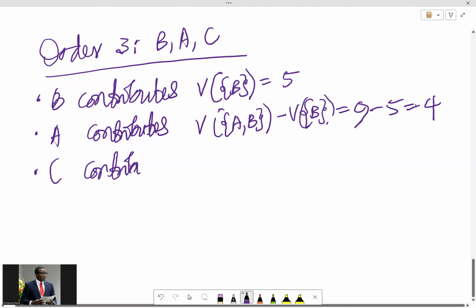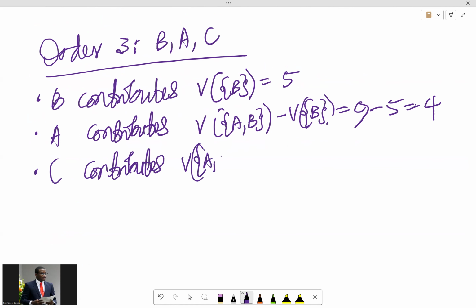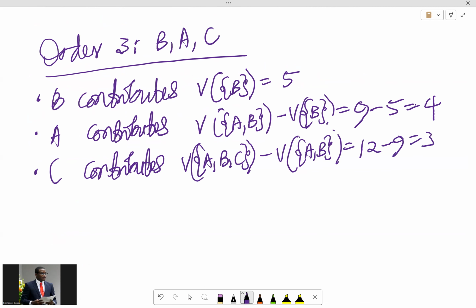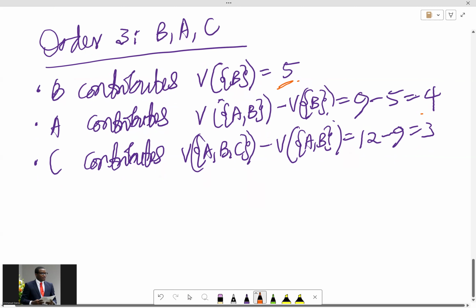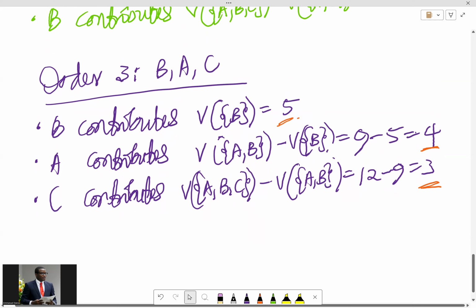Then what does C contribute? C contributes the value of the grand coalition ABC minus the value of the coalition between A and B, who had already been there before C joined, and that will be 12 minus 9, and that is 3. So again, we have 5, 4, 3. Okay, 5, 4, 3. So it looks like it will all be 5, 4, 3 and the rest of them. But of course, we have to keep going, right?